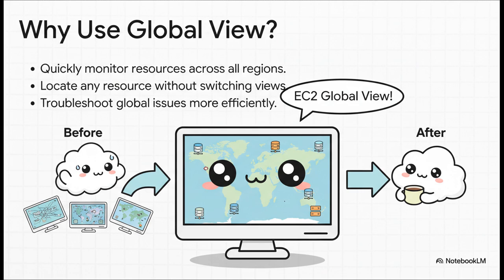EC2 Global View gives you what we call a single pane of glass, one dashboard, where you can see, search, and monitor all of your resources everywhere on the planet all at once. No more clicking around, switching between regions. It just transforms this incredibly complex, time-sucking task into something simple and efficient.